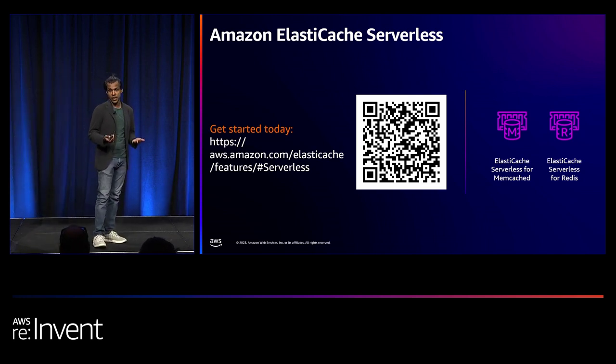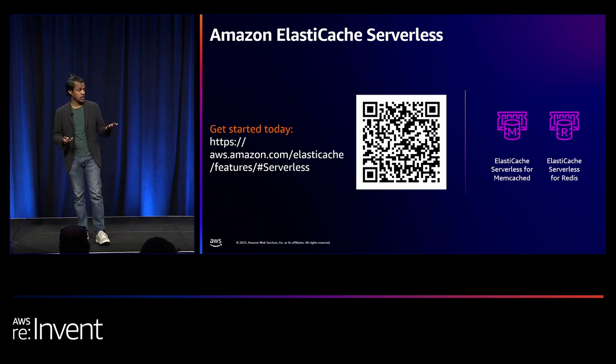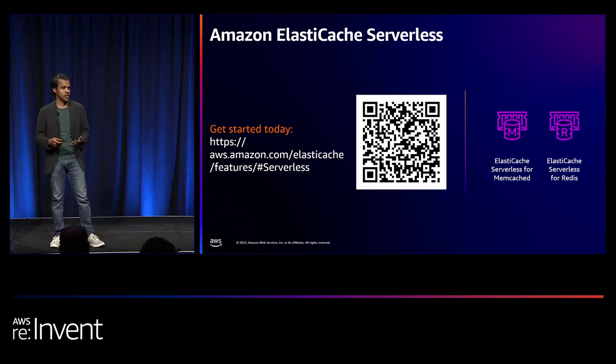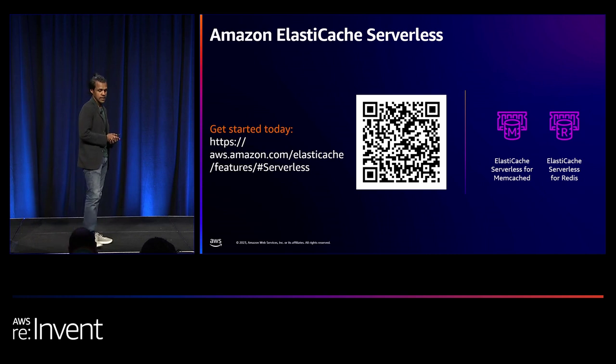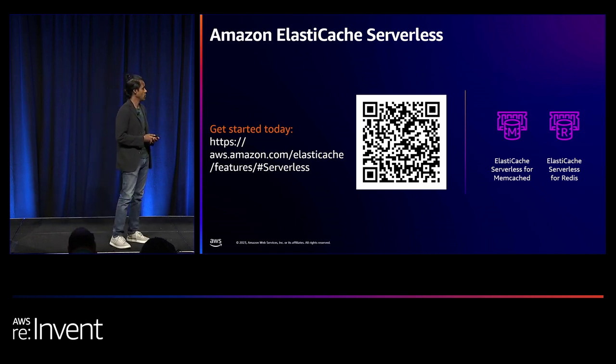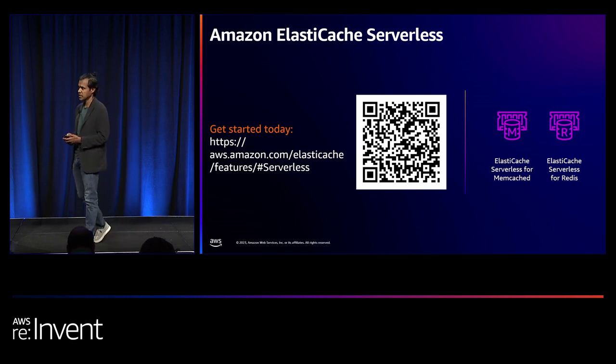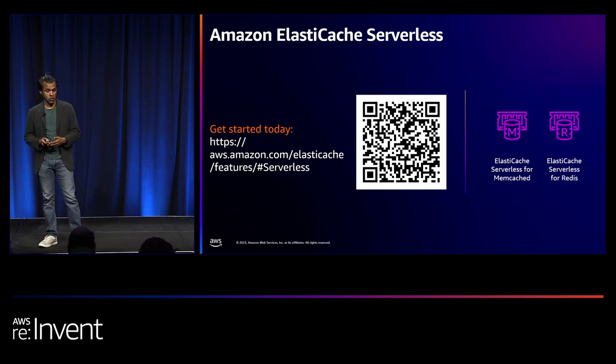So you can get started today. I encourage all of you, as we discussed, it's as easy as giving us a cache name. Go into the console, give us a name, get a cache endpoint, plug it into your Redis client or Memcached client. Here's a URL where you can learn more about serverless and all the features that we discussed, and I hope you try it out today.